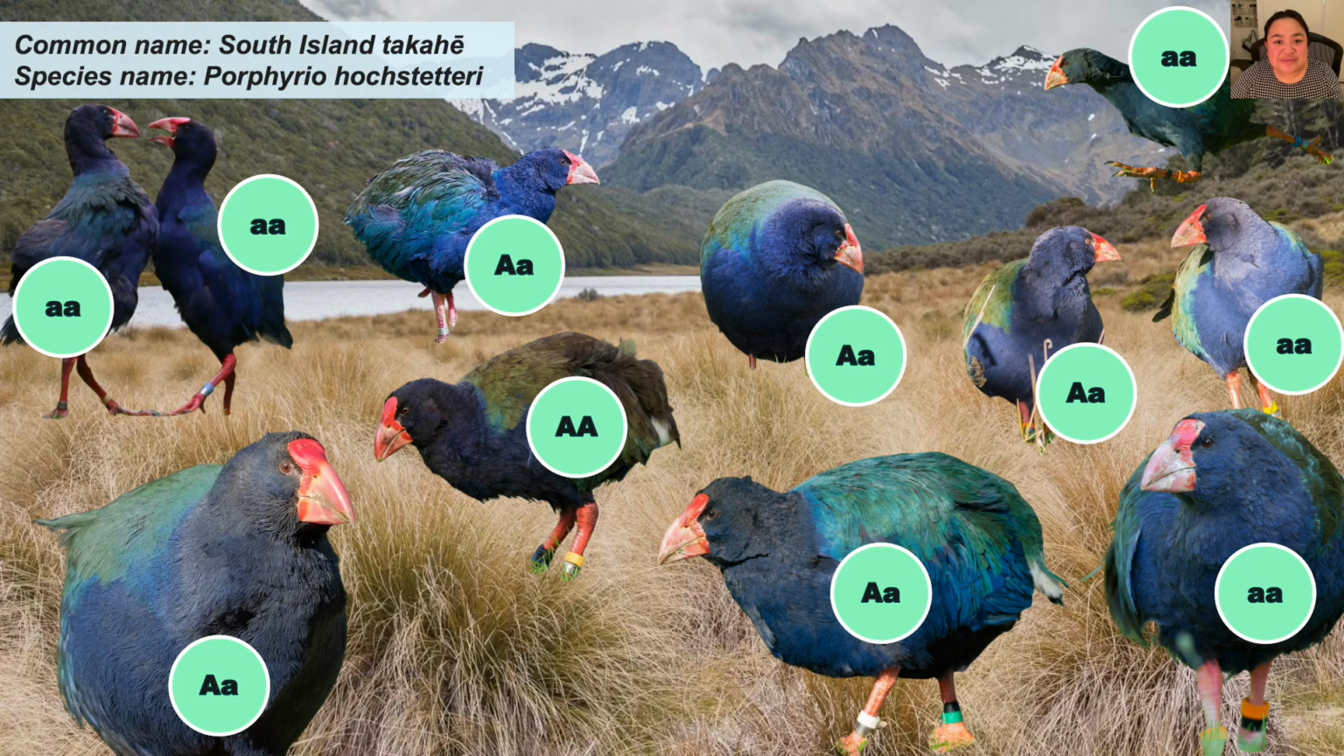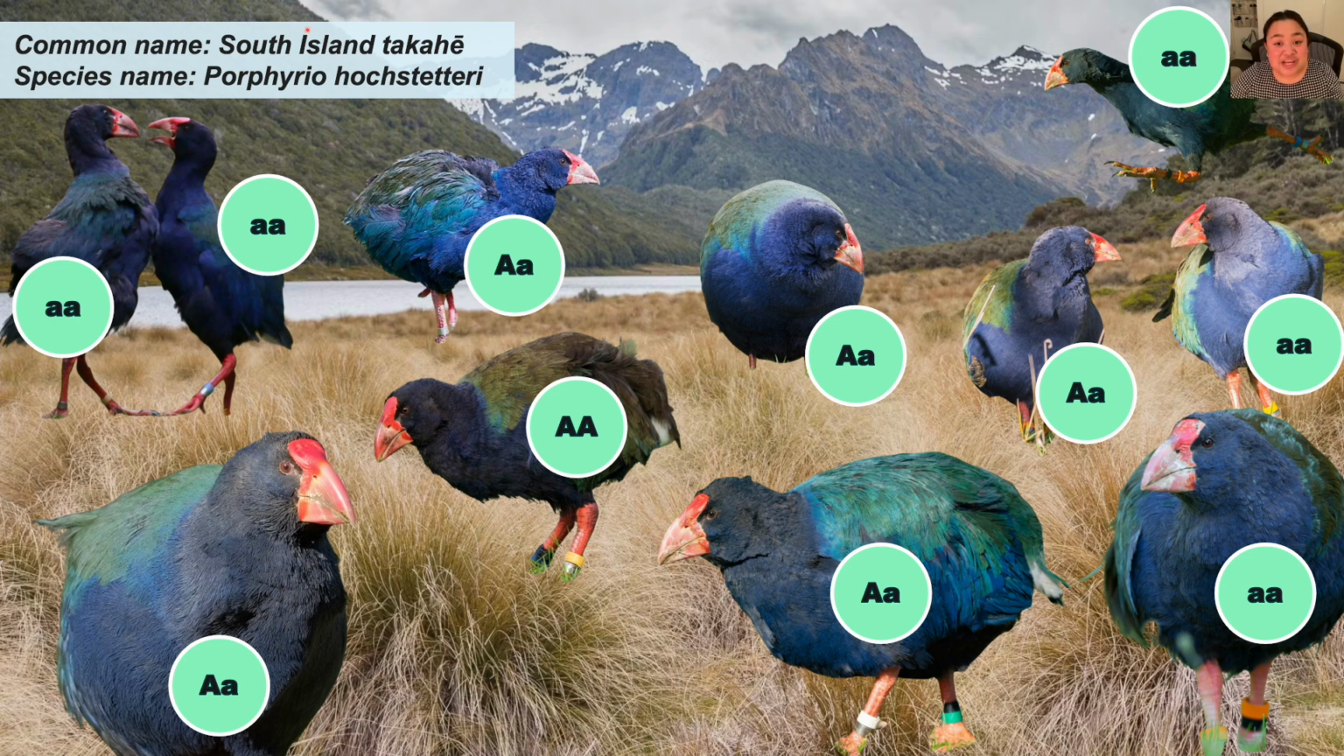Let's put those terms into a New Zealand example. Here is a beautiful population of takahe found in the Fiordland alpine tussock grasslands. These takahe fit our definition of a population because they're a group of organisms from the same species, living in the same area, and can interbreed and produce fertile offspring.